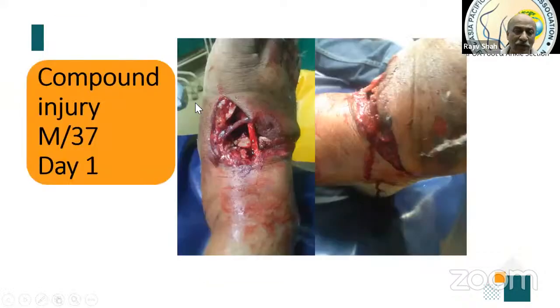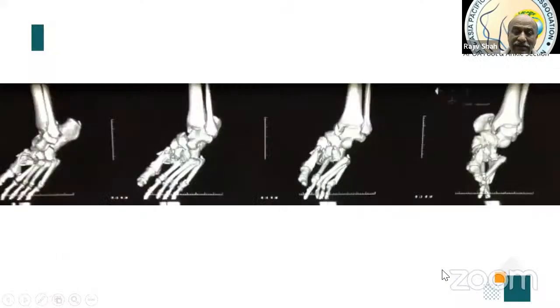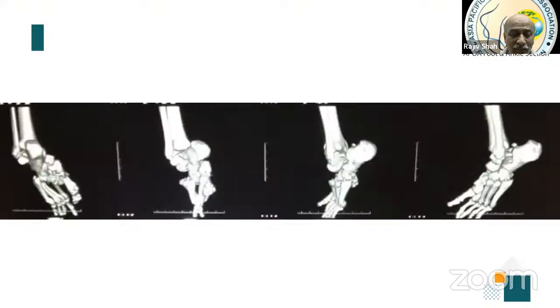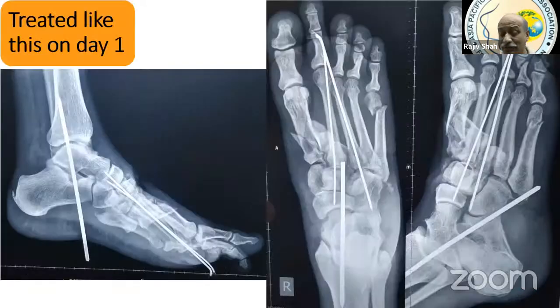Open injury. Now, this was a compound injury in a male of 37, a runover injury. This was the kind of wound picture on day one. Then the X-ray showed compound subtalar dislocation, compound talonavicular dislocation, midfoot injuries, and multiple metatarsal fractures. At the index center he was treated with a CT scan before reduction, which should not have been done. You must do reduction first and then send your patient to CT scan.